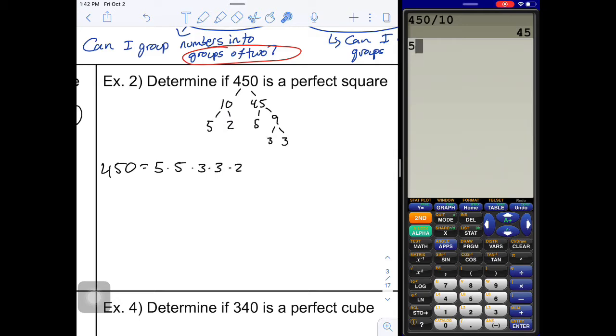Let's just make sure that's right before we move forward. Oh, that's the wrong number. There should be 3, and this should be 3. So that works. Now, is this thing a perfect square?